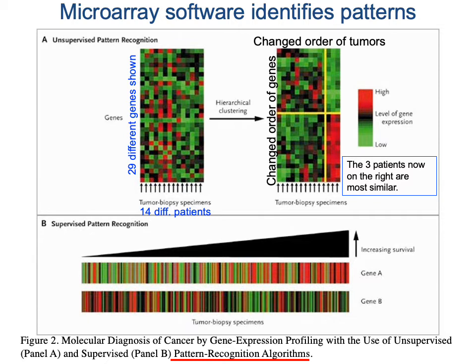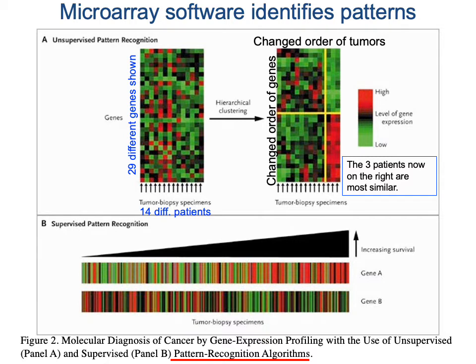They are running along the y-axis, and the tumor specimens are running along the x-axis. If we just look at that initial figure, we don't see any patterns. But after a process called hierarchical clustering, you can see that the order of the genes has changed, the order of the tumors has changed, and now we see some real patterns.